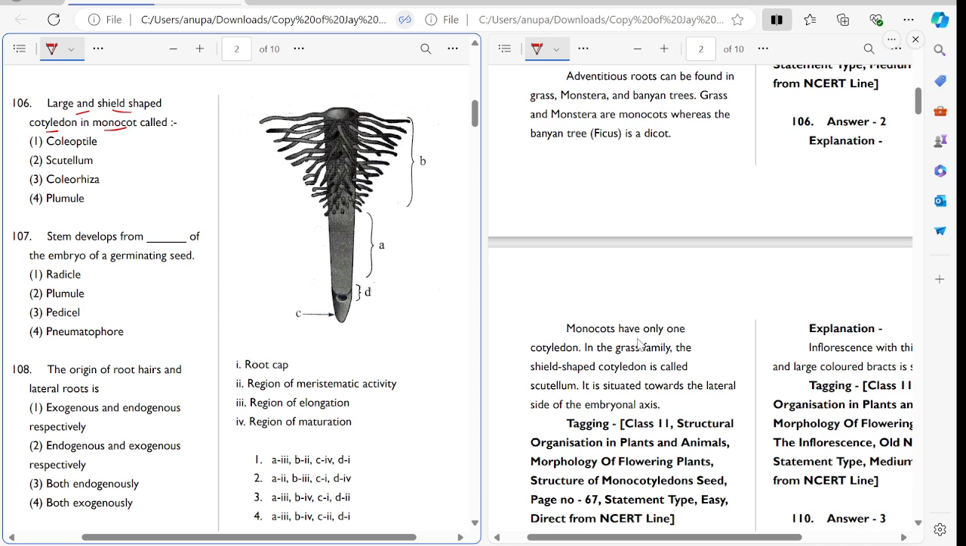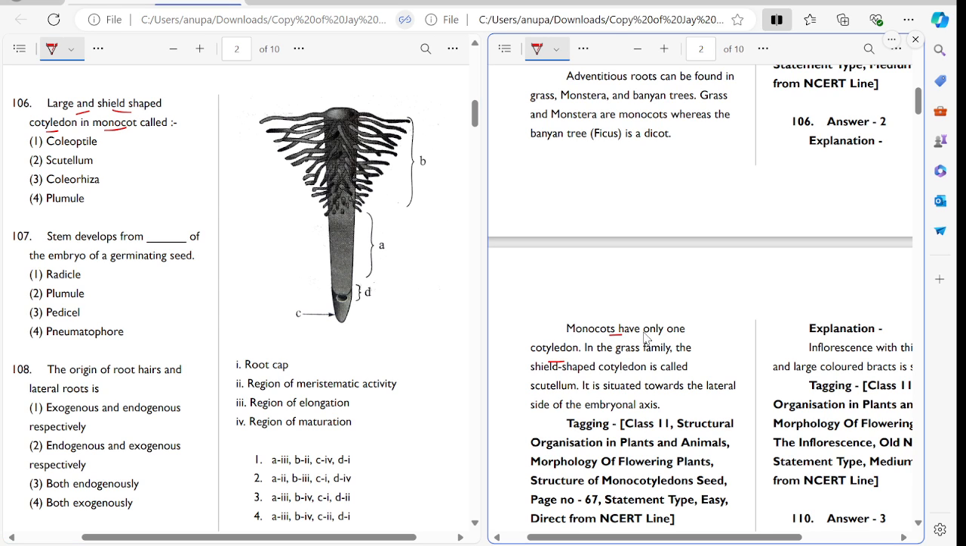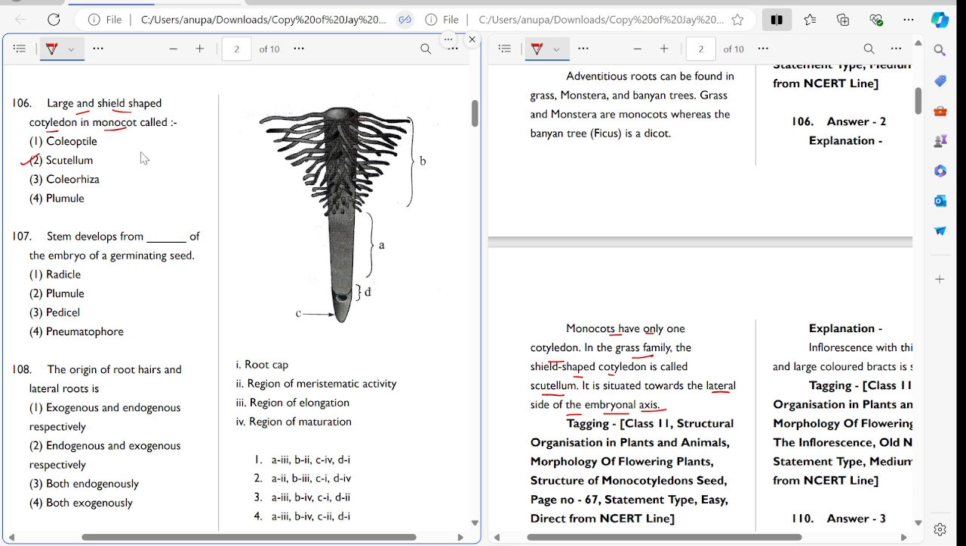Monocots have only one cotyledon, and in the grass family, the shield-shaped cotyledon is called scutellum. It is situated towards the lateral side of the embryonal axis. So our answer will be scutellum, that is option number 2.